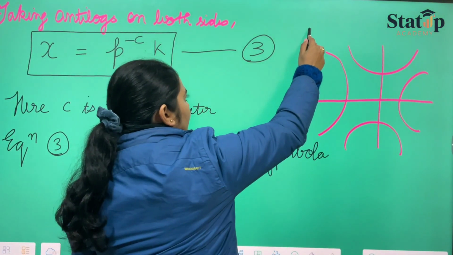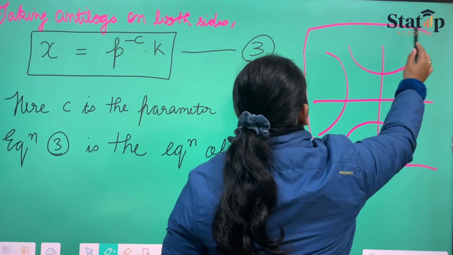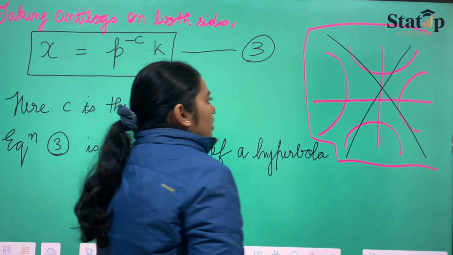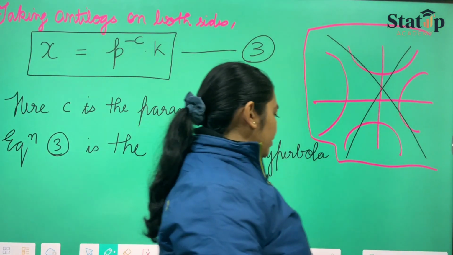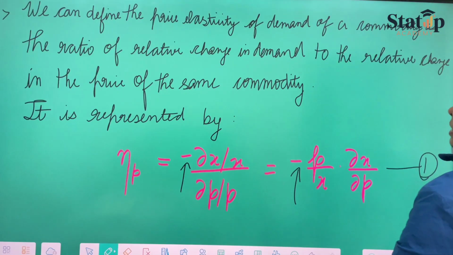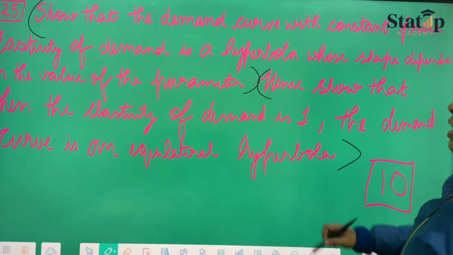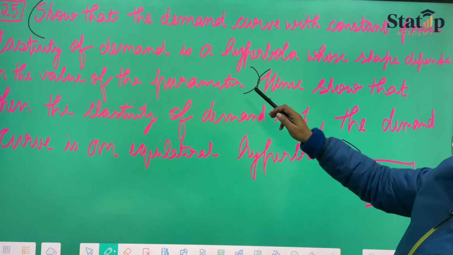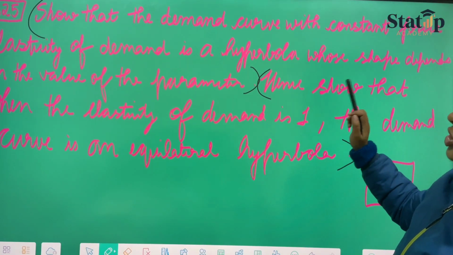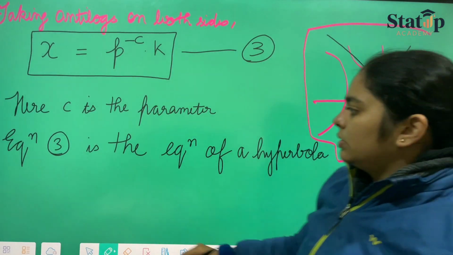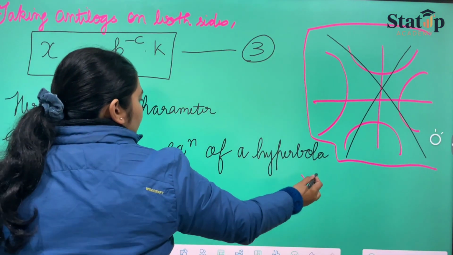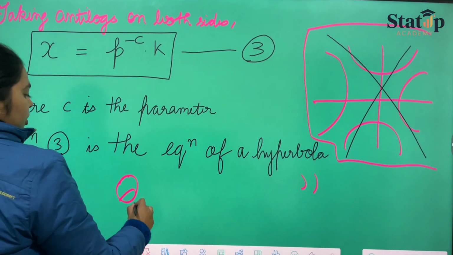No marks will be given to you for showing that. That was only for your understanding. You can mention that if you have time, but if you don't, don't waste your time. So this is an equation of a hyperbola, and hence we can quote the question here for the conclusion of part 1. We can say that the demand curve with constant price elasticity of demand is a hyperbola whose shape depends on the value of parameter c. We can just write the same thing here. This would be our conclusion of part 1 of the question.